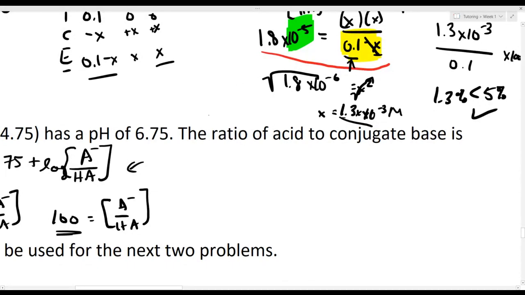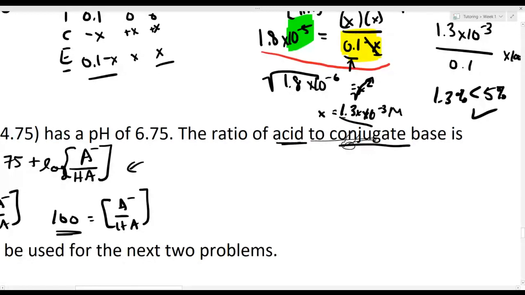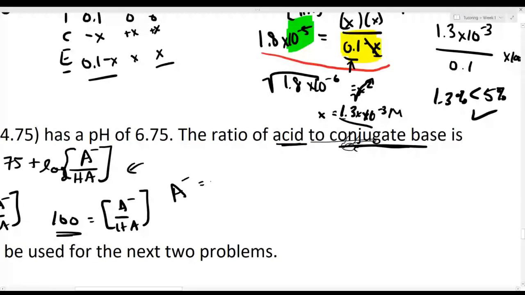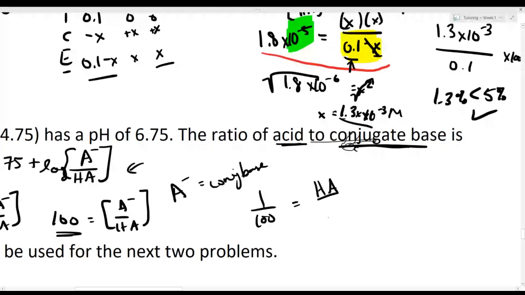Very good observation. The ratio of acid to conjugate base. So A minus is the conjugate base. HA is our acid. So to flip this, we're just going to get 1 over 100 equals HA over A minus.